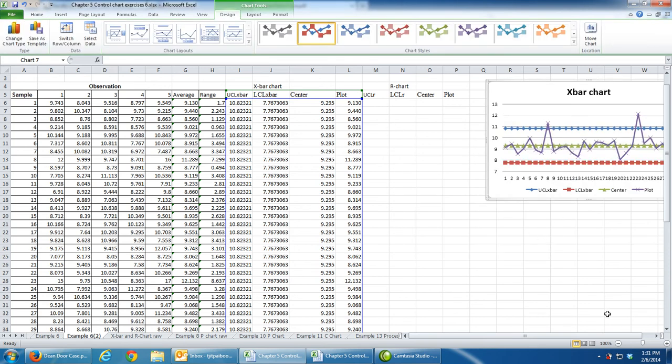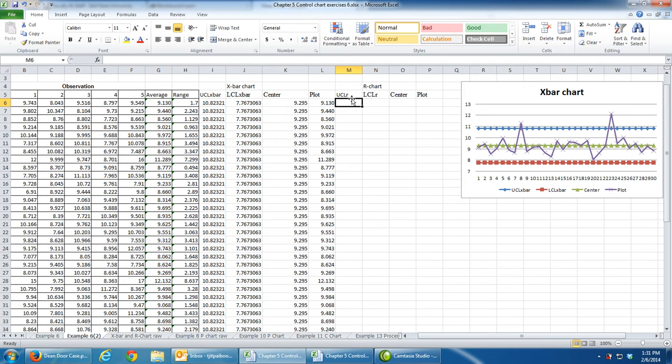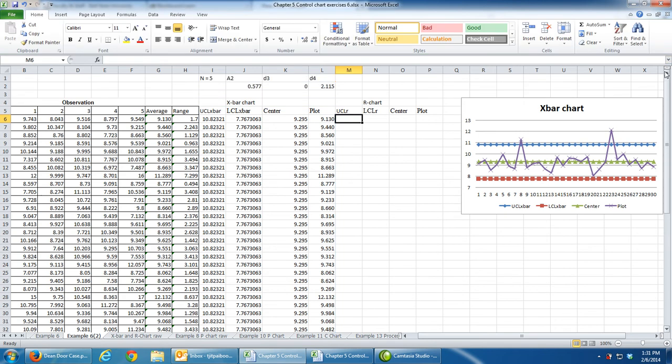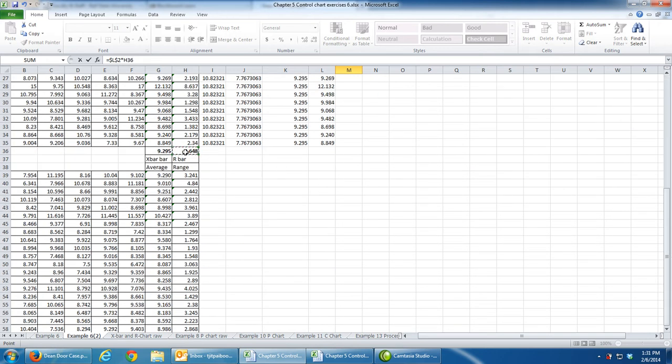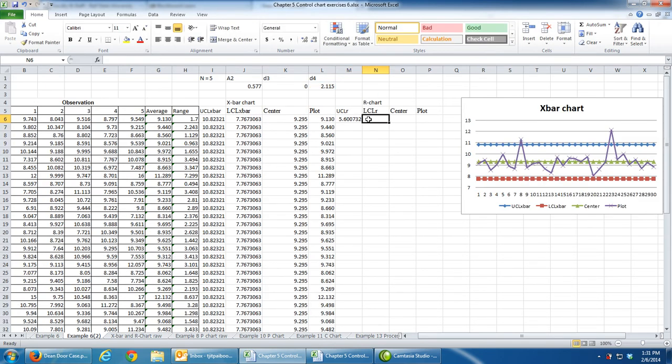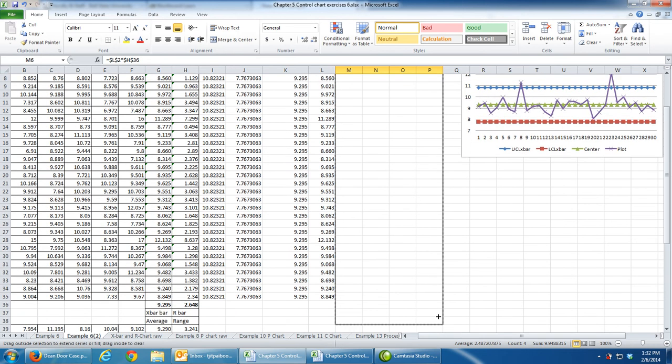For the R chart, we are going to do the same thing. I'm going to do it quickly. For the R chart, the upper limit will be D4 times R bar. Okay, the lower limit will be D3 times R bar. For the center line it will be the R bar. For the plot it will be the R. Okay, once you do it many times, you will feel comfortable.